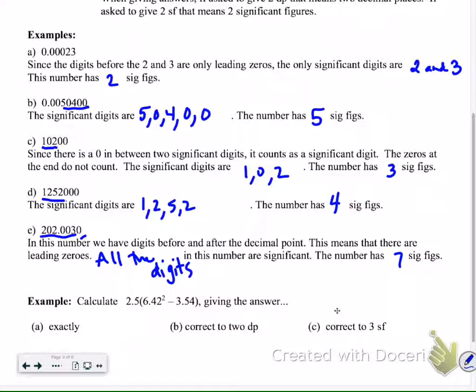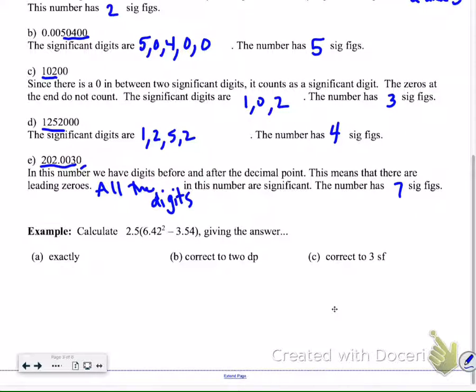All right, so next, calculate. We're going to give the answer exactly, which means no rounding whatsoever, correctly to 2 decimal places, and then correct to 3 significant figures. So when you type that in your calculator, and this would not be something you would need to show work for, just type it in all in one step exactly the way that it looks. My exact answer ends up being 94.191. And that's, again, all the decimals, that's everything.